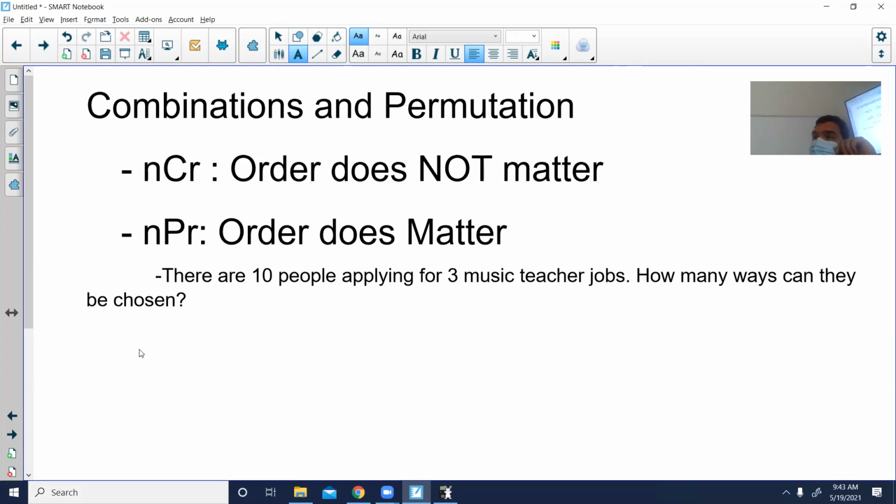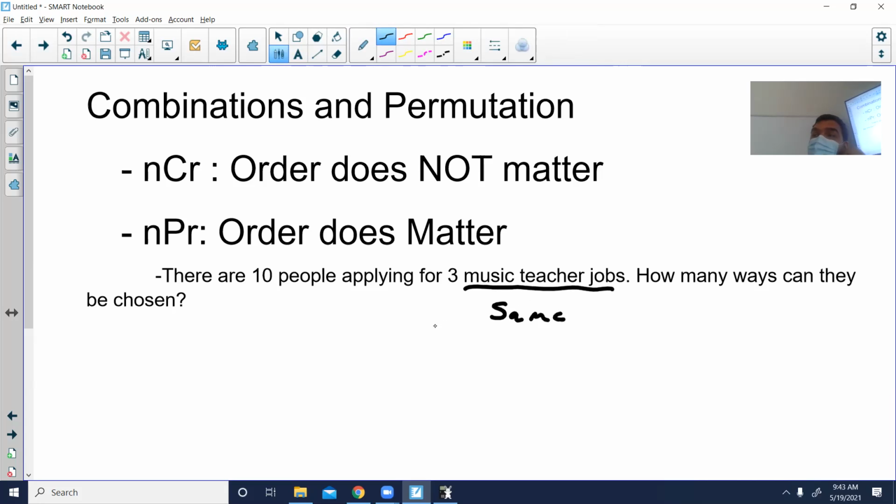Does not matter. Does it matter if it's nCr or nPr? If it doesn't matter, does it matter to use the correct one? Yes, it does. You have to use the correct one or you're gonna get it wrong. So in this case, because the jobs are the same, that means order does not matter. You could have been hired first or hired last, you still work at the same place. So it's gonna be 10 choose 3, which you'll end up getting 120 in your calculator.